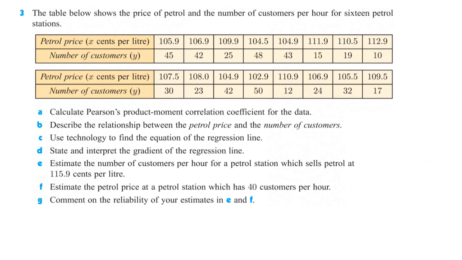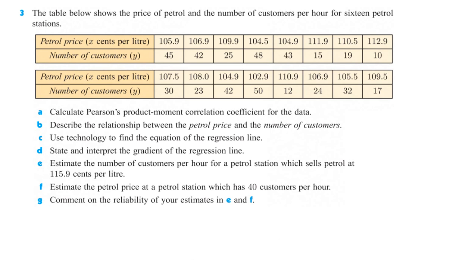Next one to take a look at is number 3. The table below shows the price of petrol and the number of customers per hour for 16 petrol stations. That's all this here. Calculate the Pearson's product moment correlation coefficient for the data. All right.